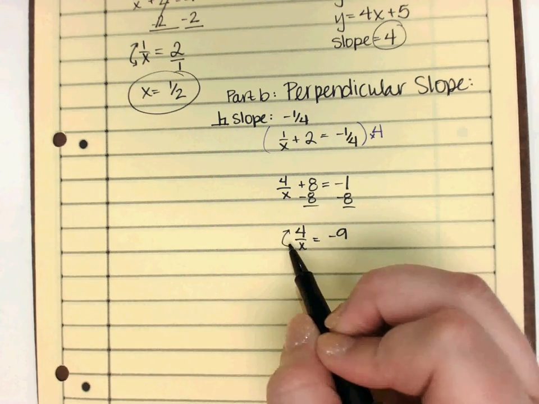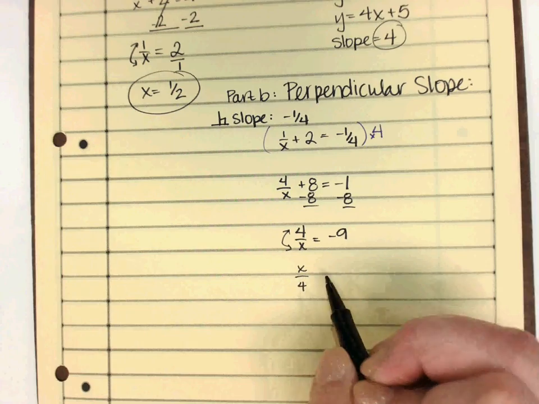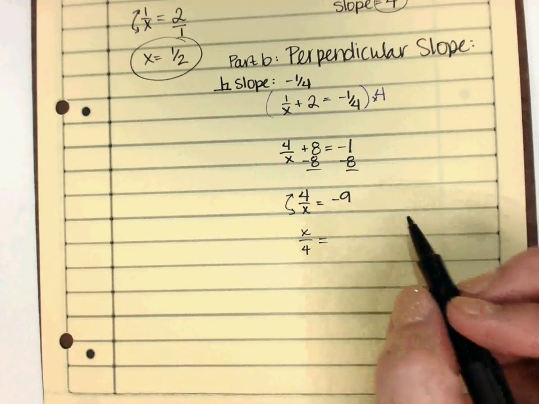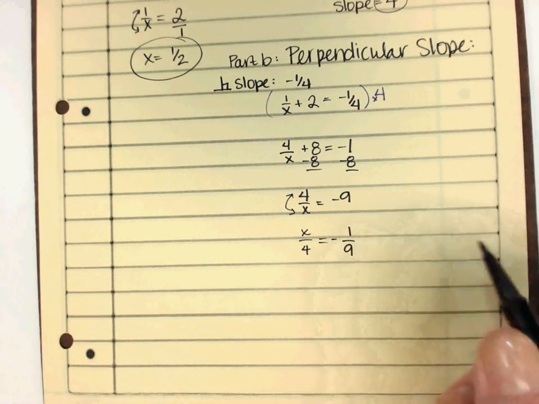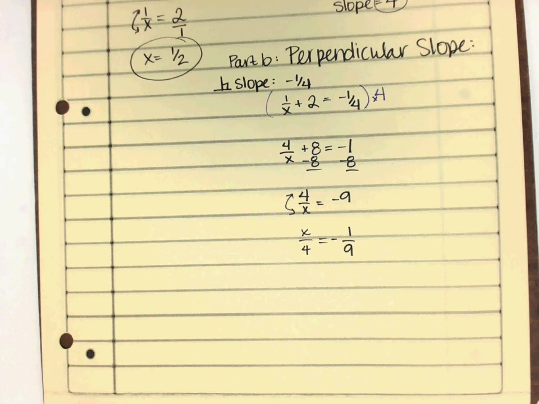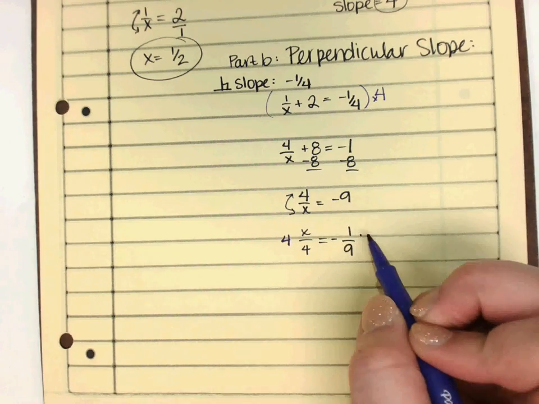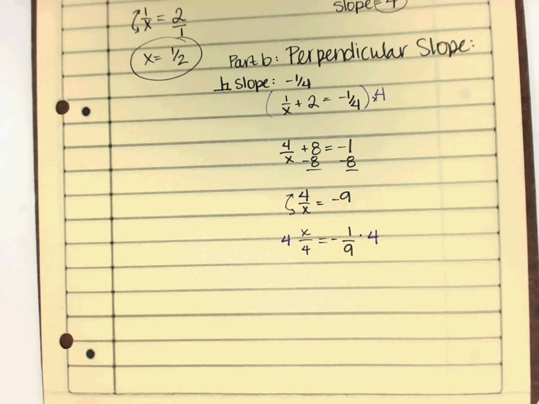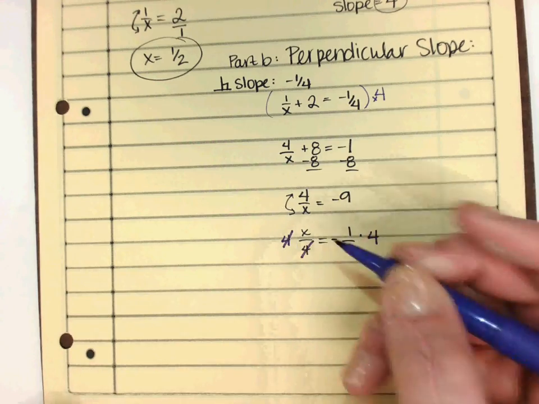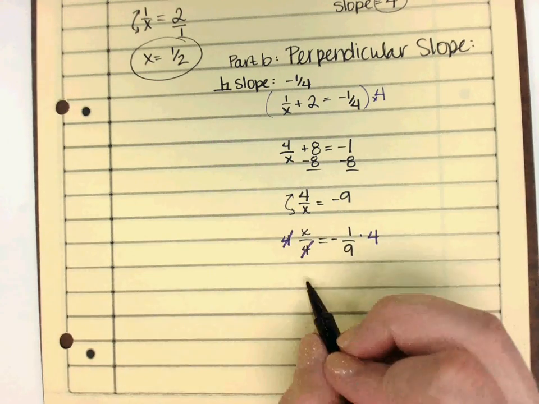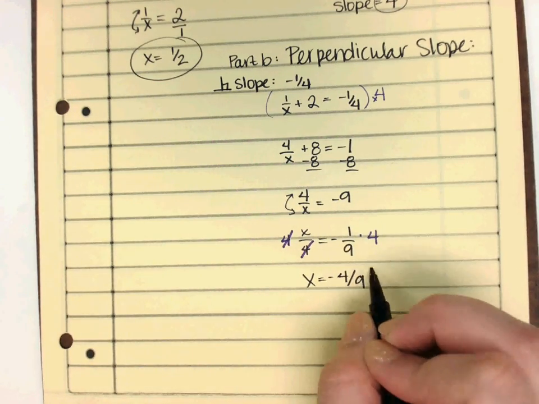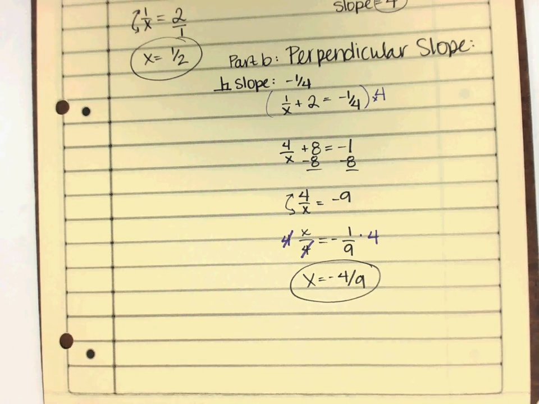So, instead of 4 over x, now it's x over 4. Instead of negative 9, now it's 1 over 9, still negative. It does not matter if you put the negative down with the 9, nobody cares. It can go in the front, it can go on the top, it can go on the bottom. As long as it's there, that's all that matters. Last step, times by 4. And negative 1/9 multiplied by 4 is? Negative 4/9. Good job. You did it.